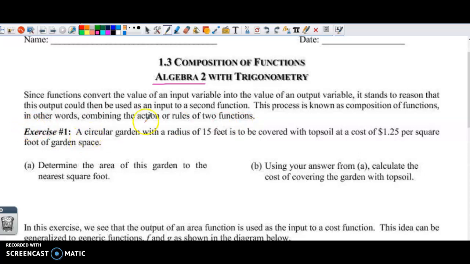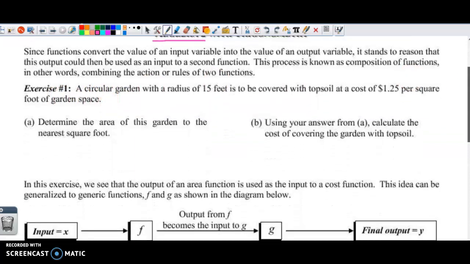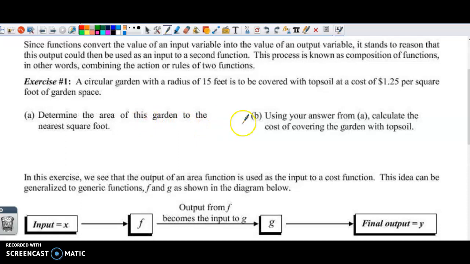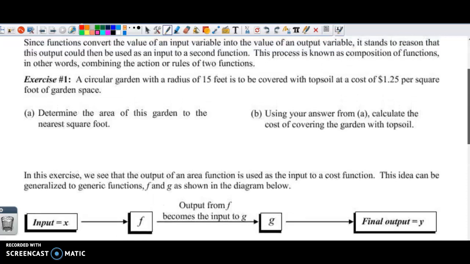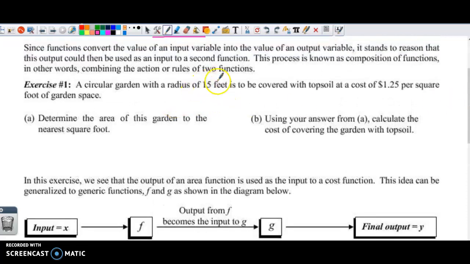So just jumping into the first example, where the radius is 15 feet, a garden is to be covered with topsoil at a cost of $1.25 per square foot. And what they're going to do is get you to eventually convert that into something else. So the very first thing is, we have this idea that the radius is 15, but now they're asking you for the area of this garden. Well, just a reminder that area is equal to pi r squared.